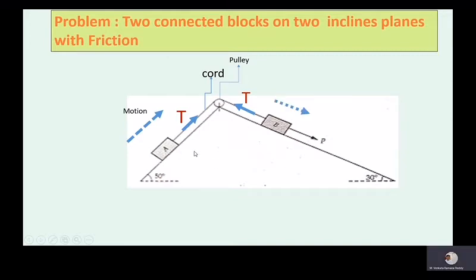As we know, the friction force always acts opposite to the motion of the body. That means this block tends to move up. That's why this friction force acts down. As this block tends to come down, that's why friction force acts up. Now we'll see the detailed analysis of finding the applied force value P for this particular problem.